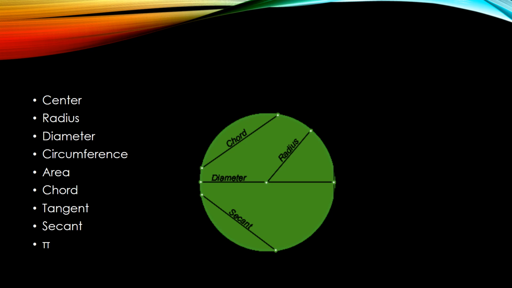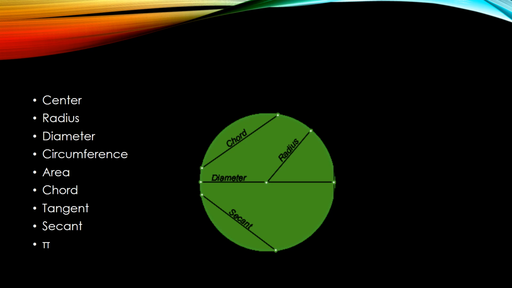The length of any chord passing through the center is the diameter. It is twice the radius. Circumference is the distance around the circle. The area: strictly speaking, a circle is a line and so has no area. What is actually meant is the area of the region enclosed by the circle.